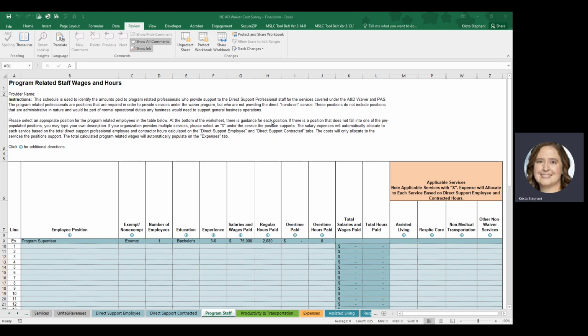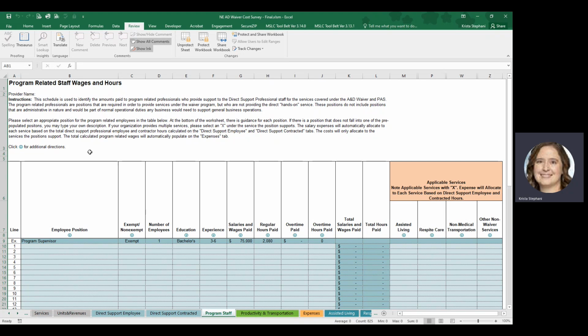If you have already viewed other training modules related to this cost survey, you will have already heard that for my example, I am selecting that my agency provides services for assisted living, respite care, non-medical transportation, and has other non-waiver services. Based on the services that you represent on the Services tab, these columns in this tab for the services will automatically populate.